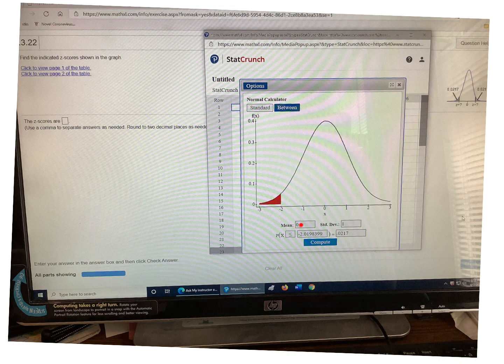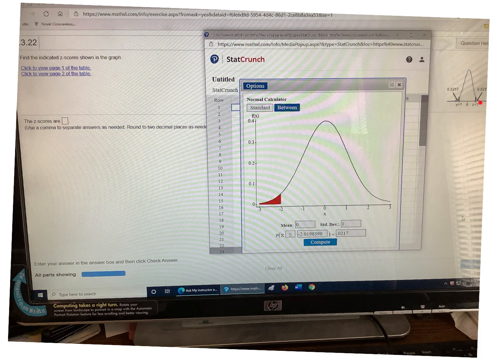Since it's a z-score, the mean is 0 and the standard deviation is 1, so you don't have to change those. And you just put this area in here, 0.0217, and it shows you that area. Click Compute, and it gives you the z-score right here. Negative 2.01, and so on. You just round it, put it there.